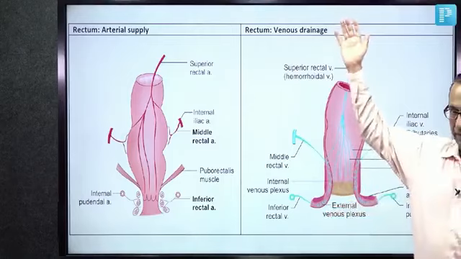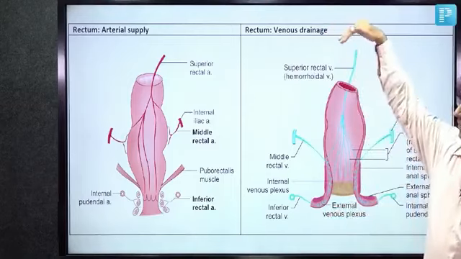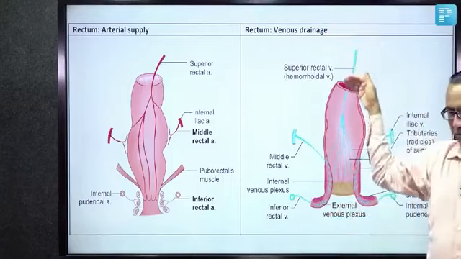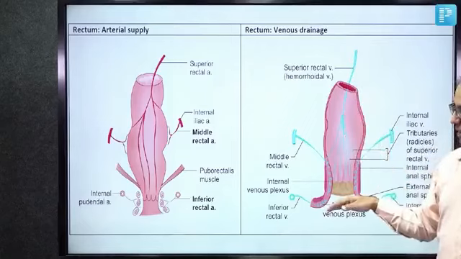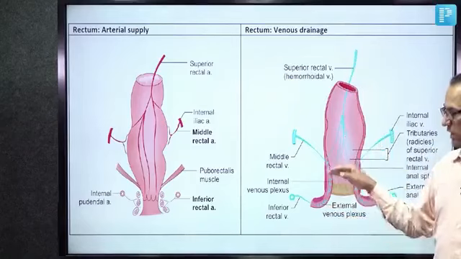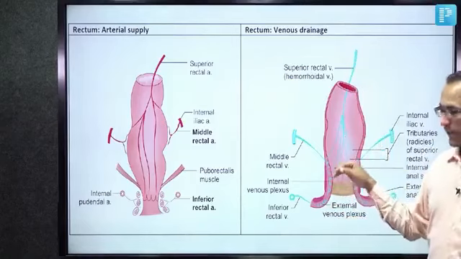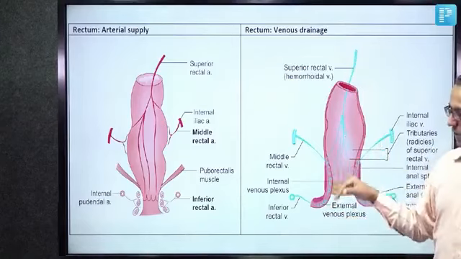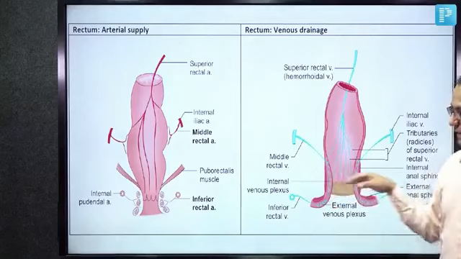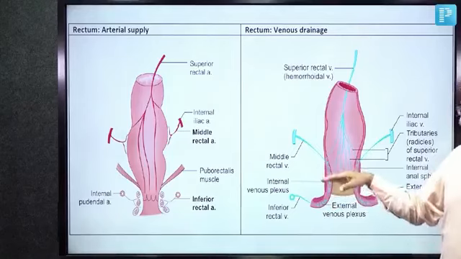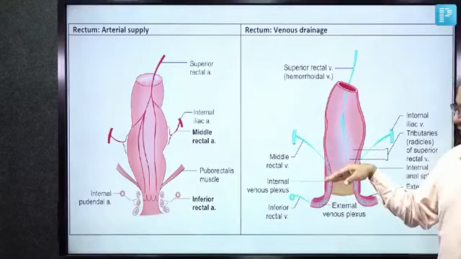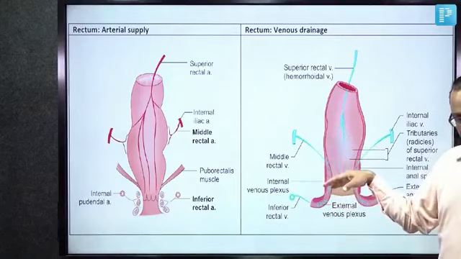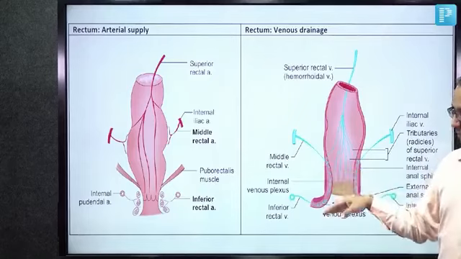Sometimes due to portal hypertension, there is a reversal of blood flow, and there's a backflow of the blood which will be coming into the superior rectal vein, jumping into the middle and inferior rectal vein. But these veins are thin communications. They become dilated, elongated, and tortuous. So there will be rectal varices. If it is above the dentate line, you will say internal hemorrhoid. If it is below the dentate line, it becomes external hemorrhoid.